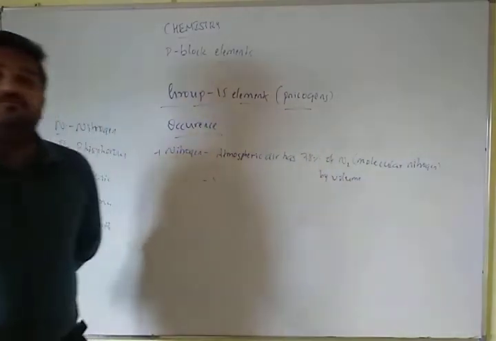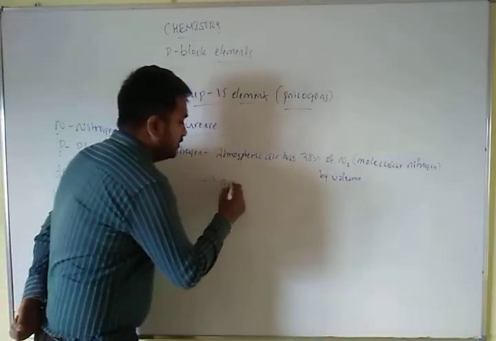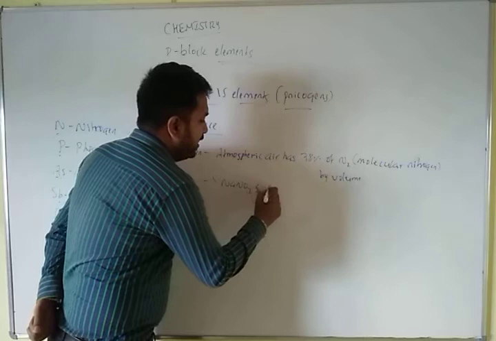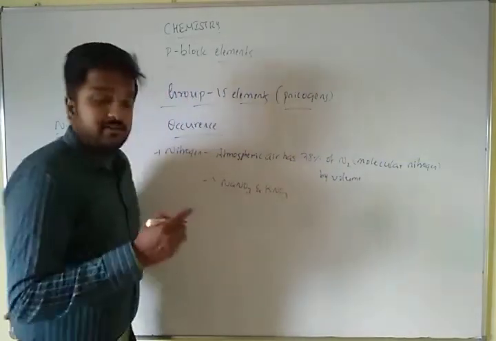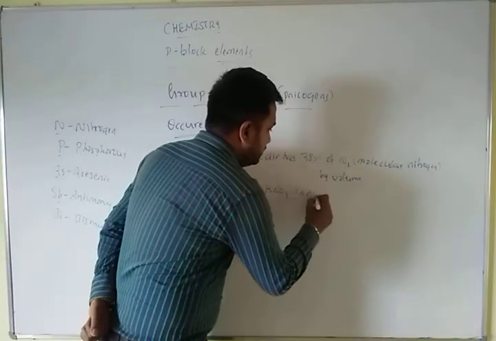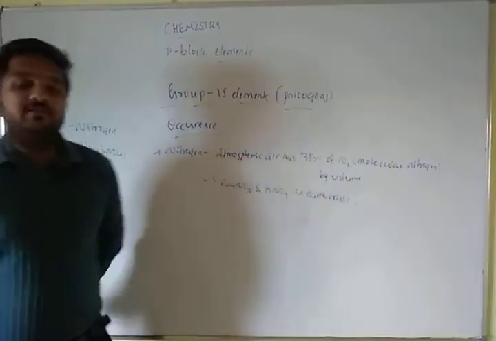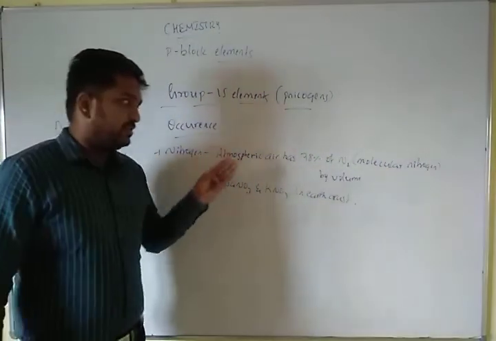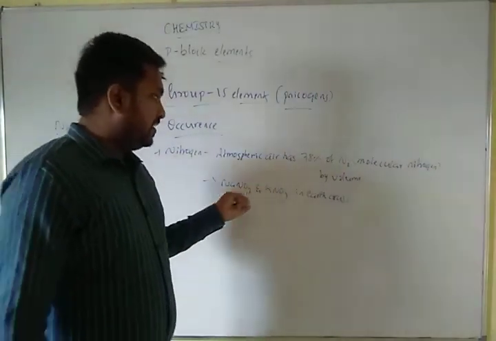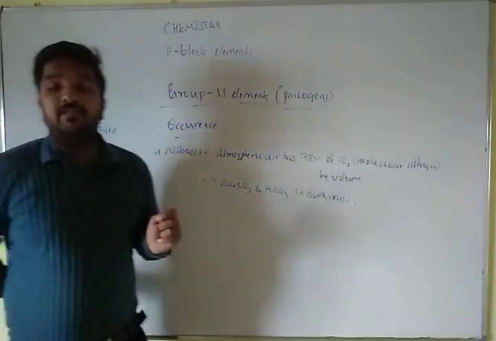And next, you find nitrogen in sodium nitrate and potassium nitrate in the earth's crust. So these are the two major sources where you get nitrogen: one is atmospheric air, and the other is sodium nitrate and potassium nitrate in the earth's crust.